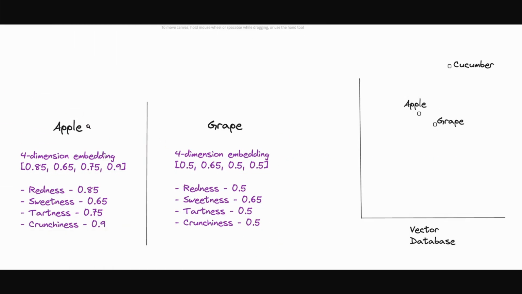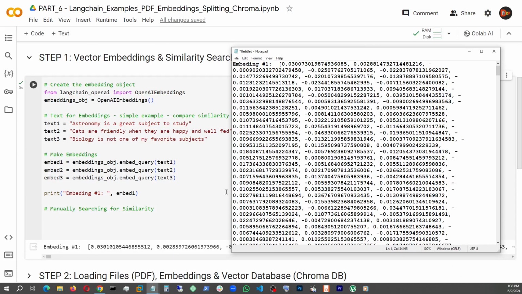So let's say we take these 2 words, apple and grape, and add 4 dimensions to them. And the dimensions would be, let's say, redness, sweetness, tartness, and crunchiness. And then we insert them into a vector database or plot them into a graph. And this is what they're going to look like. When we try to perform similarity search based on these dimensions, apple and grape are going to be very close together. But cucumber, on the other hand, will be farther away. And that's how similarity searches are done based on vector representation of text. That said, now we will perform similarity search based on this vector representation.